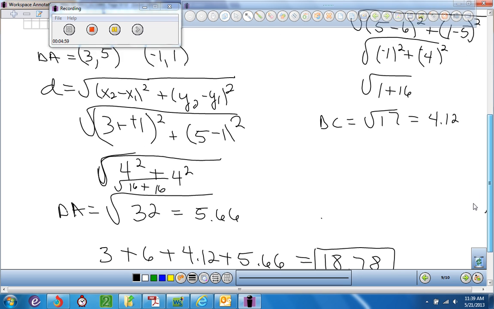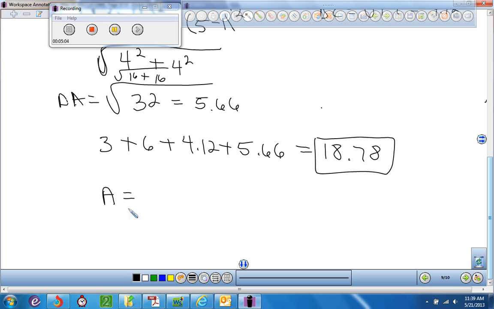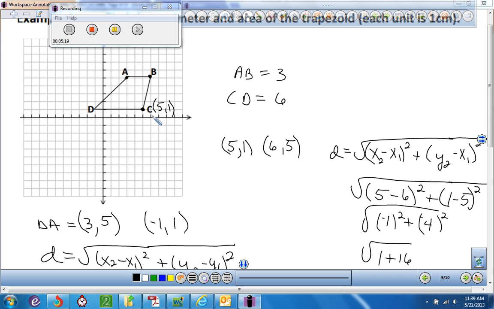Alright, so then the next thing we have to do is come up with area. Now, the area for a trapezoid is 1/2 the base 1 plus base 2 times the height. Okay, now looking at our trapezoid up here, base 1 and base 2 would be, this is going to be base 2 probably. So this would be 6, this is 3, okay, and then our height is 4.